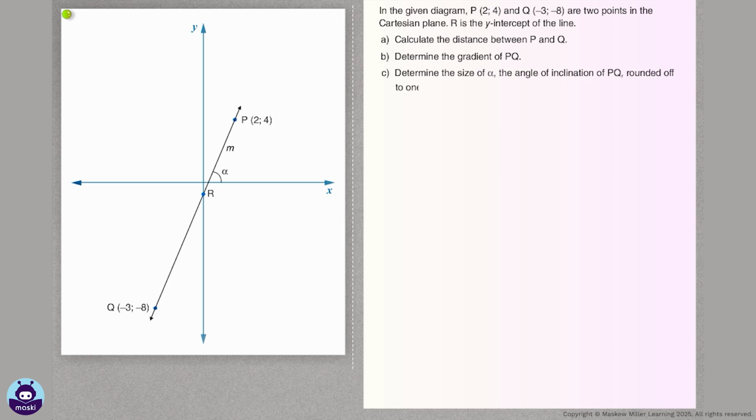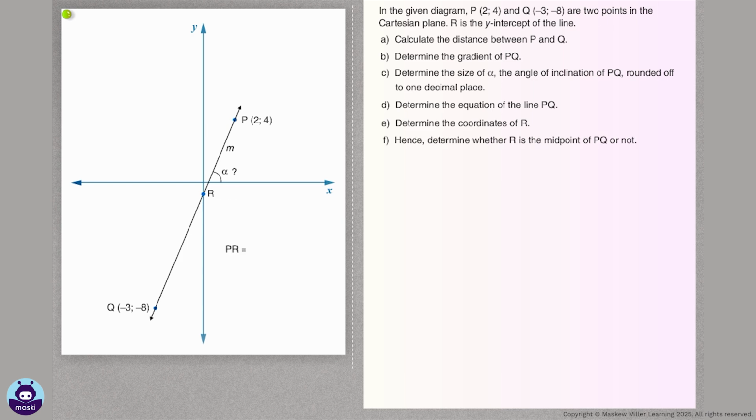Determine the size of alpha, the angle of inclination of PQ, rounded off to 1 decimal place. Determine the equation of the line PQ. Determine the coordinates of R. Hence, determine whether R is the midpoint of PQ or not.